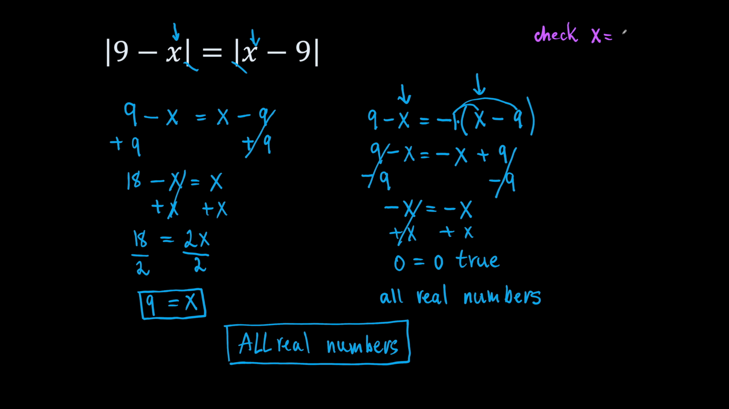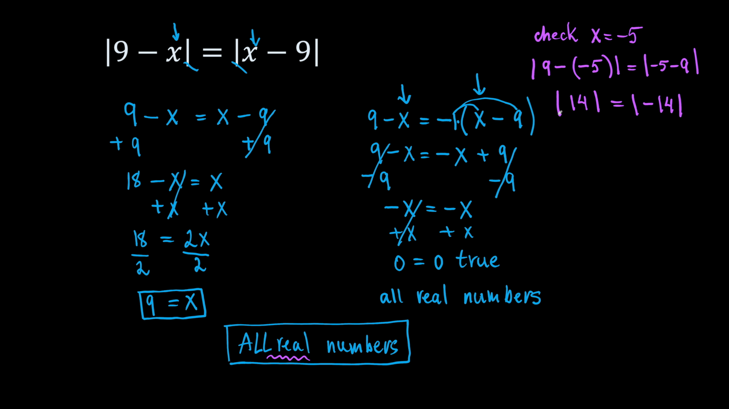For example, x equals negative 5. Where did I come up with negative 5? I pick any real number. Let's plug it in for x. The absolute value of 9 minus negative 5, is it the same thing as negative 5 minus 9? Let's check. On the left, we have 9 minus negative 5 will be positive 14. So on the left, we have the absolute value of 14. And on the right, we have the absolute value of negative 14, because negative 5 minus 9 is negative 14.